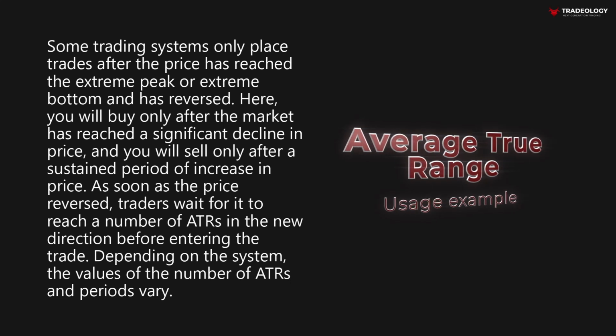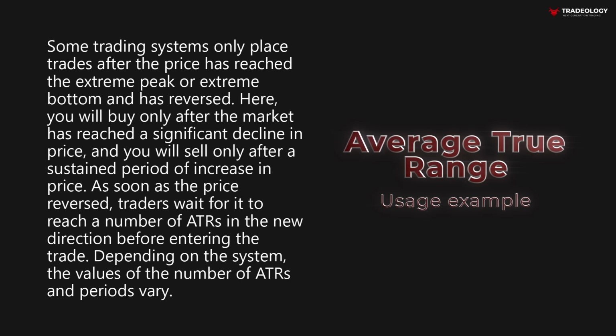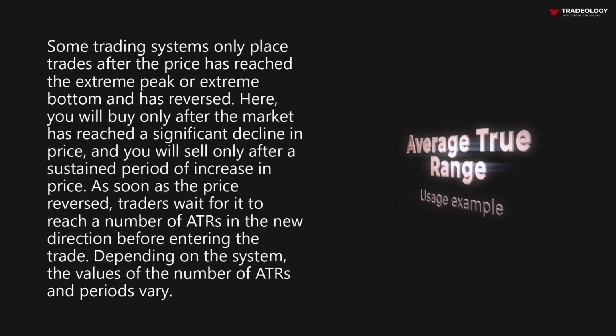Some trading systems only place trades after the price has reached the extreme peak or extreme bottom and has reversed. Here you will buy only after the market has reached a significant decline in price, and you will sell only after a sustained period of increasing price. As soon as the price reverses, traders wait for it to reach a number of ATRs in the new direction before entering the trade. Depending on the system, the number of ATRs and periods vary.